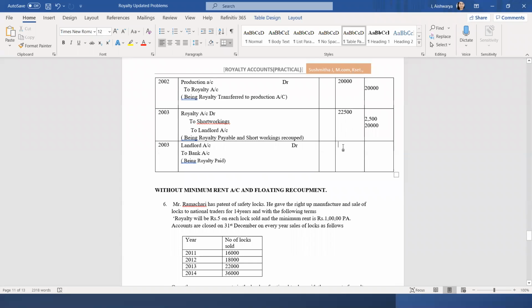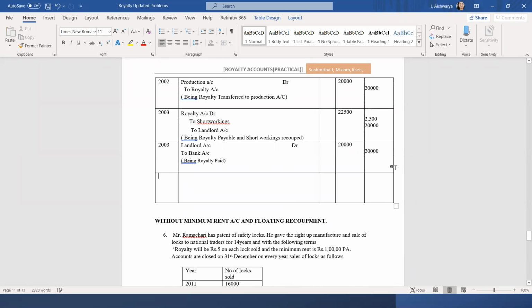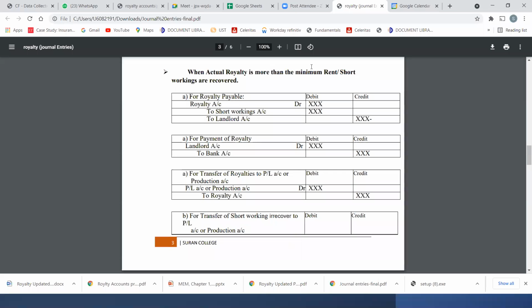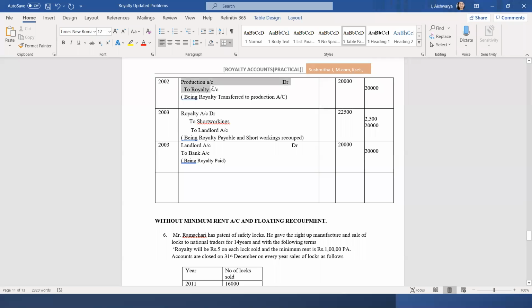Clear with the doubts? Okay. 20,000, and then we'll move on to the next entry in 2003. When actual royalty is more than the minimum rent, first entry is over, second entry is over, then the next one is the transfer entry: production account debit to royalty account. That is 2003, being royalty transferred to production account.